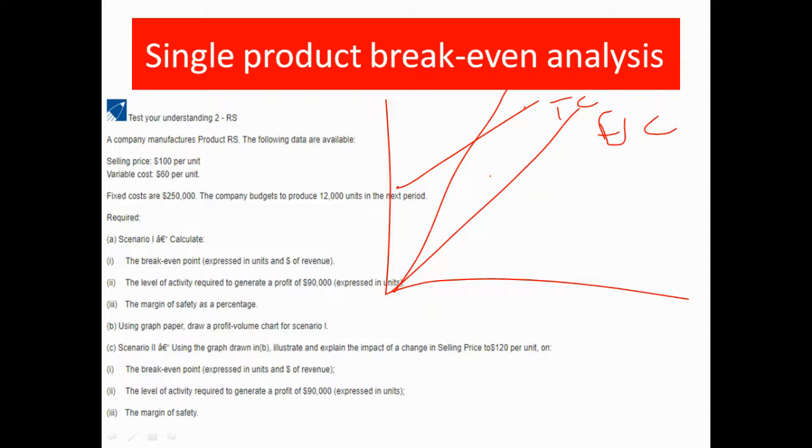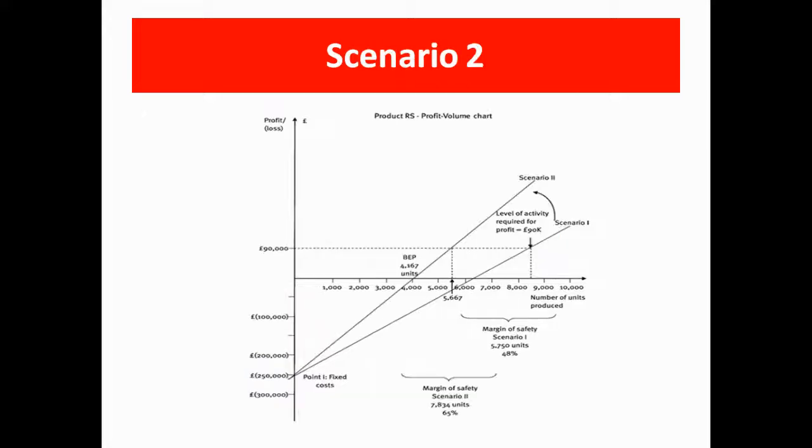So what is contribution? Contribution is our total revenue, which is this line, less our variable cost, which is this line. So the difference between these two lines becomes our contribution, and you can read it directly from the graph. Okay, that was just an overview of the ordinary break-even point.